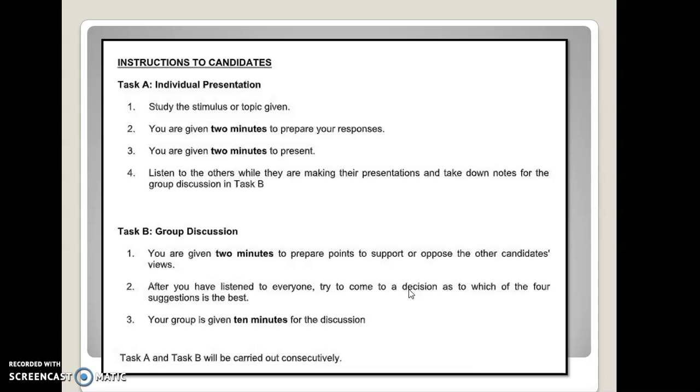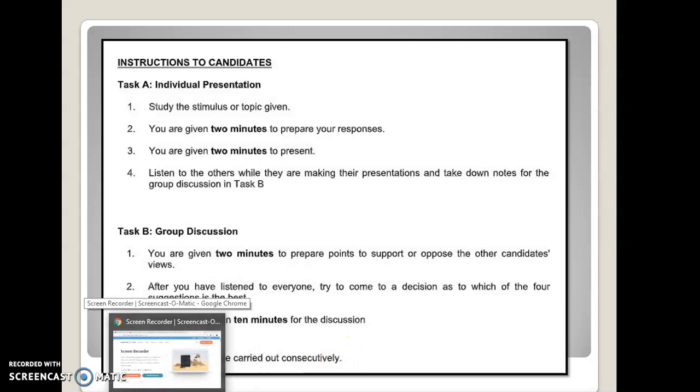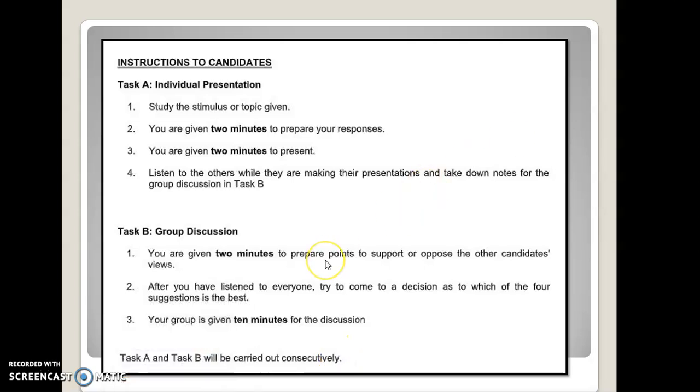We will take a look at the question later. And lastly, your group is given 10 minutes for the discussion. In these 10 minutes, all the 4 candidates need to contribute their ideas and express their opinion in doing the discussion. All right. And as you can see over here, task A and B will be carried out consecutively, meaning to say, we first will do task A and then task B.